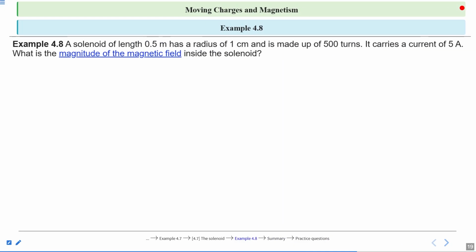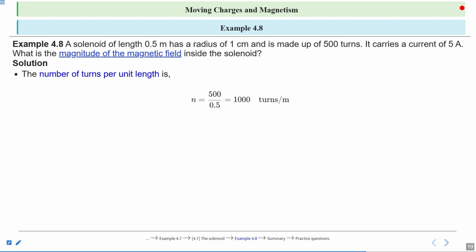So the example: a solenoid of length 0.5 meter has a radius of 1 centimeter and is made of 500 turns. It carries a current of 5 ampere. What is the magnitude of the magnetic field inside the solenoid? Firstly, you have to find whether it is a long solenoid or not, because the formula B equal to mu naught n I is valid for a long solenoid. So the number of turns per unit length you have to find also, because in the question only the number of turns is given. We have to find the number of turns per unit length that is required in the expression of magnetic field.